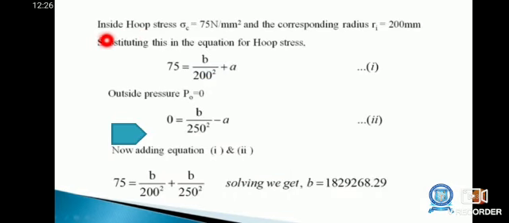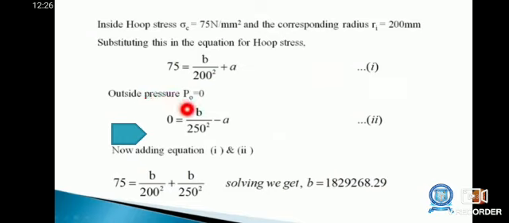Next, we apply the inside hoop stress sigma C is equal to 75 Newton per millimeter square, and the internal radius equal to 200 mm. Substitute in the equation for hoop stress. So we apply the hoop stress equation: 75 is equal to B divided by 200 square plus A. That is equation number 1.